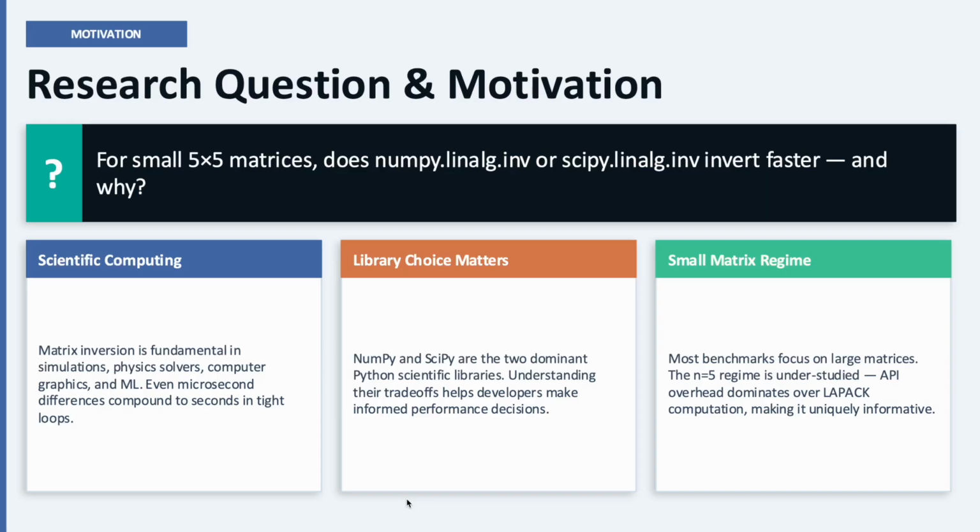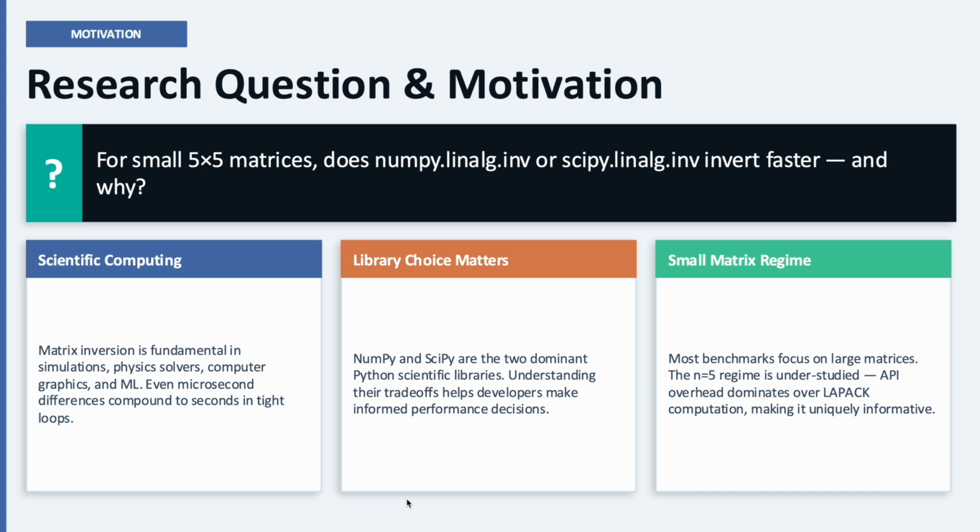Let me frame the question more clearly for you guys. For 5 by 5 matrices with integer entries, is NumPy or SciPy faster? And why are there differences? We're going to explain it by three key factors.